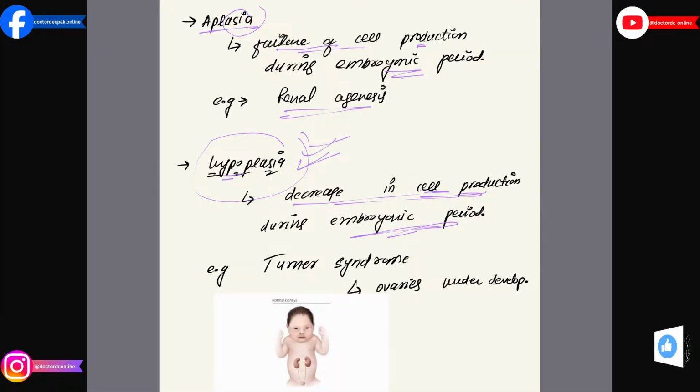What is an example of hypoplasia? Streak ovaries. Basically, it is a syndrome called Turner syndrome, and it only occurs in females who have 45 X chromosomes. Normally, there are 46 chromosomes. In the male, we have 46 XY, and in the female, we have 46 XX. So in Turner syndrome, what happens? There is one X chromosome deletion. Only females have 45 X. In Turner syndrome, the female has underdeveloped ovaries, and those are called streak ovaries. It means their cell production is decreased. So this is an example of hypoplasia.